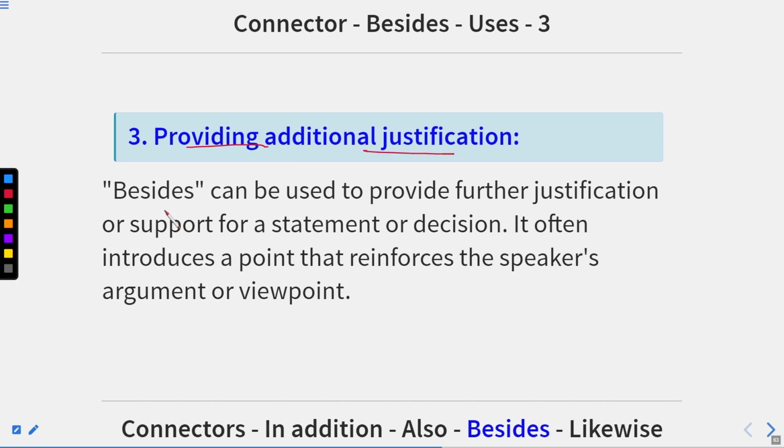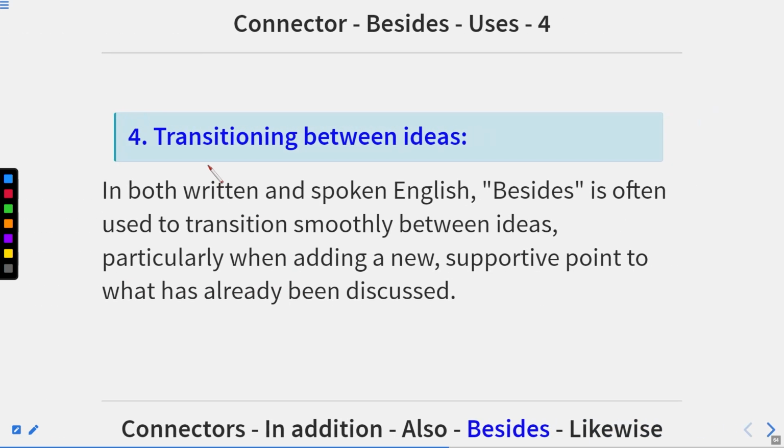Providing additional justification. Besides can be used to provide further justification or support for a statement or decision. It often introduces a point that reinforces the speaker's argument or viewpoint. Transitioning between ideas. In both written and spoken English, besides is often used to transition smoothly between ideas. Transition means when you go through the sentence and get the meaning of each and every word by just reading the sentence, and it is in flow. Particularly when adding a new supportive point to what has already been discussed.